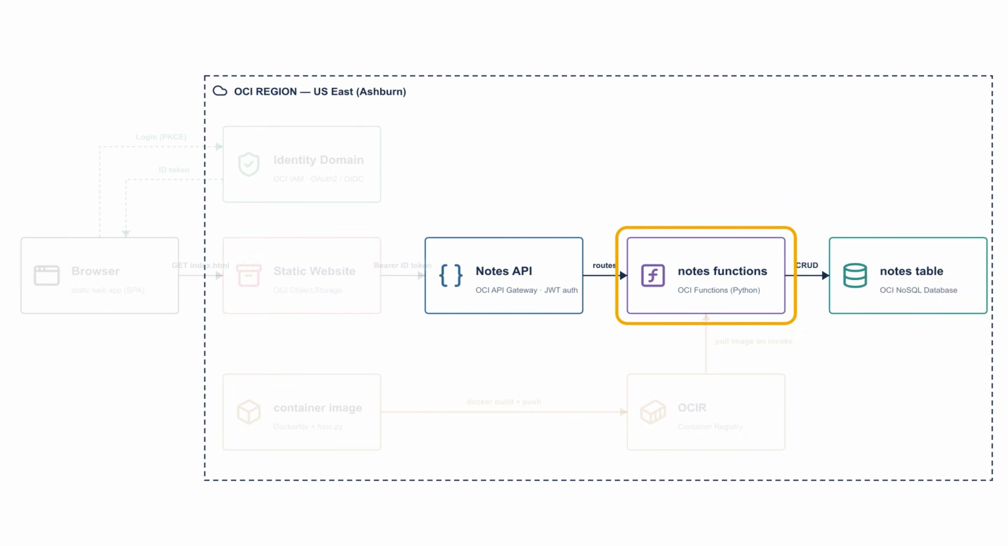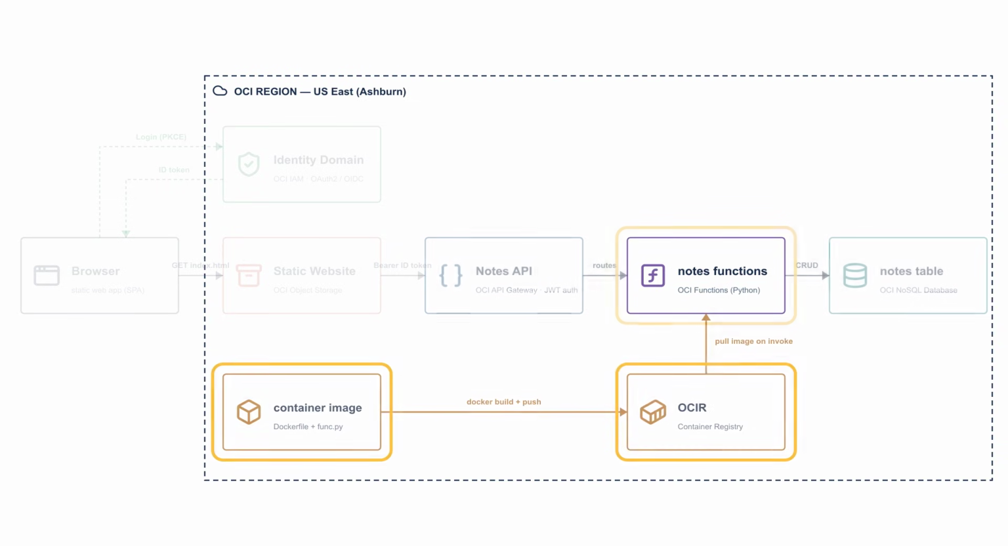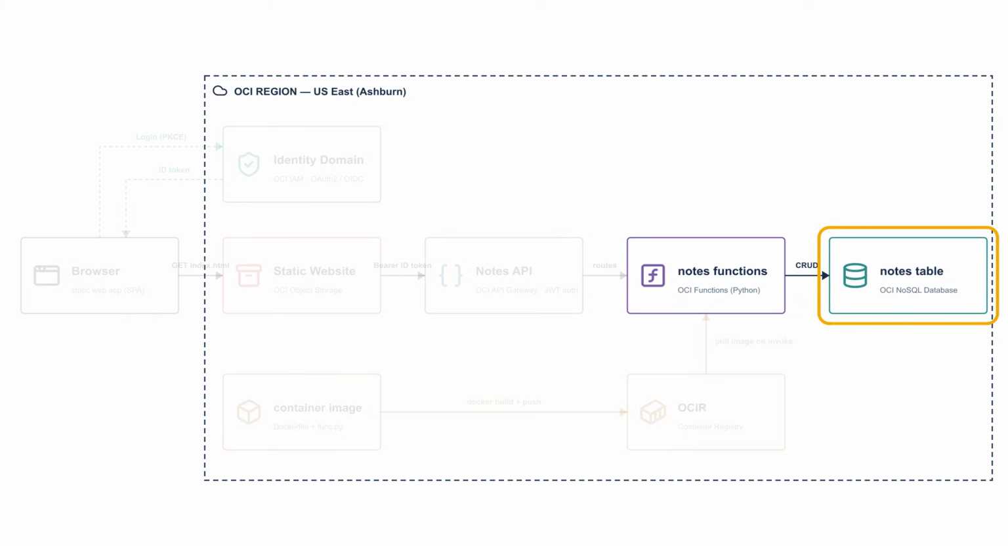Each route is its own OCI function, written in Python. It reads your identity straight from the verified token, and only ever touches notes that belong to you. That function code ships as a Docker image pushed to OCIR, Oracle's registry, and pulled automatically whenever the functions run. Finally, the notes land in a managed NoSQL table. Every row is stamped with its owner, so one person's notes are never visible to anyone else.